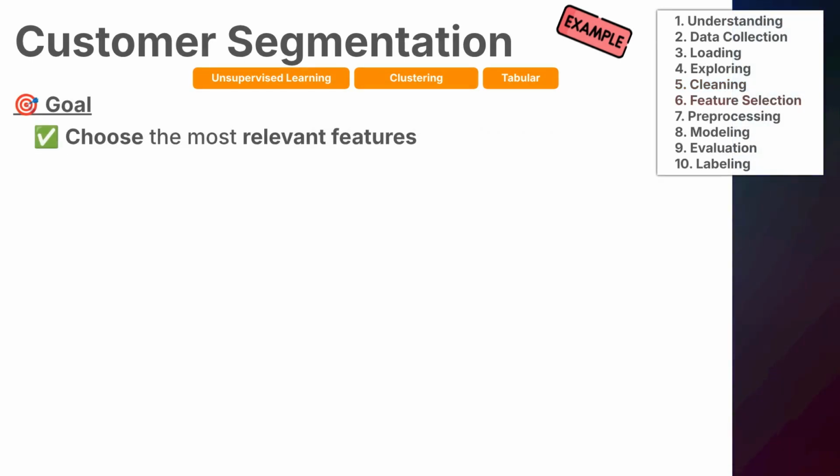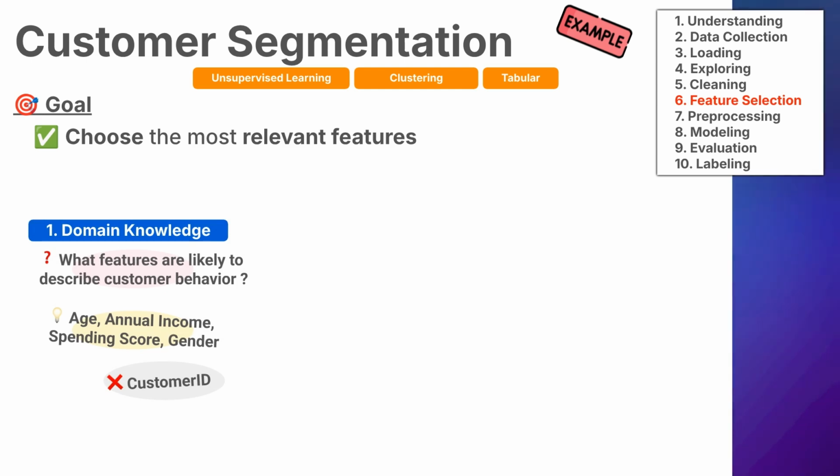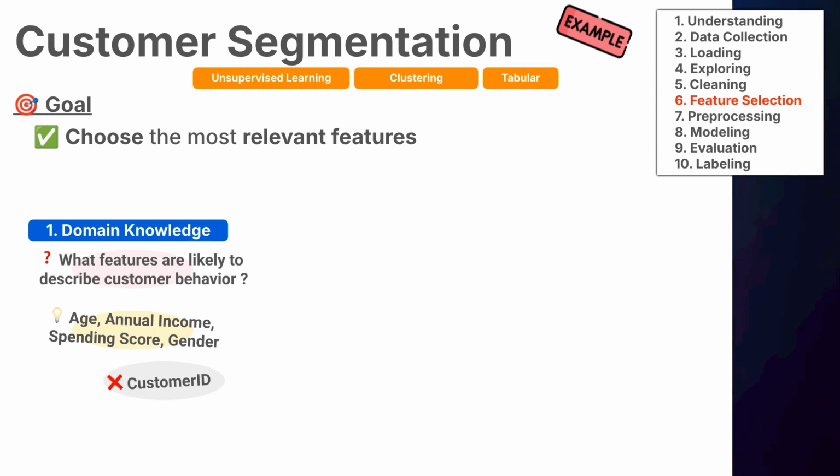6. Feature selection. The goal is to choose the most relevant features, columns, that will be used for clustering. The right features help the model group similar customers effectively. Let's use common methods. From the domain knowledge, age may affect preferences and spending. Annual income indicates purchasing power. Spending score directly shows spending behavior. And gender might be relevant if targeting marketing by gender.